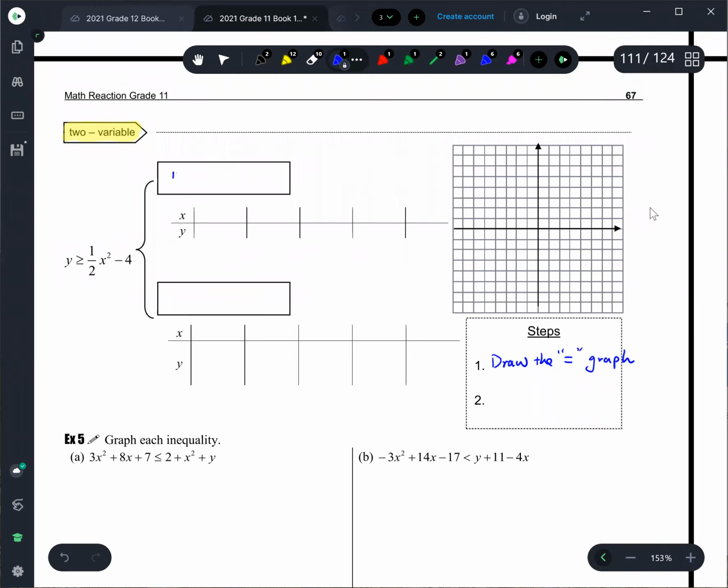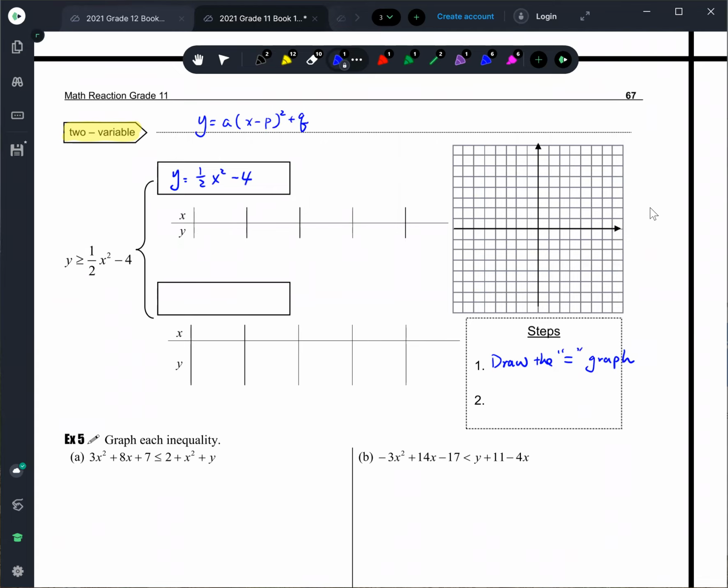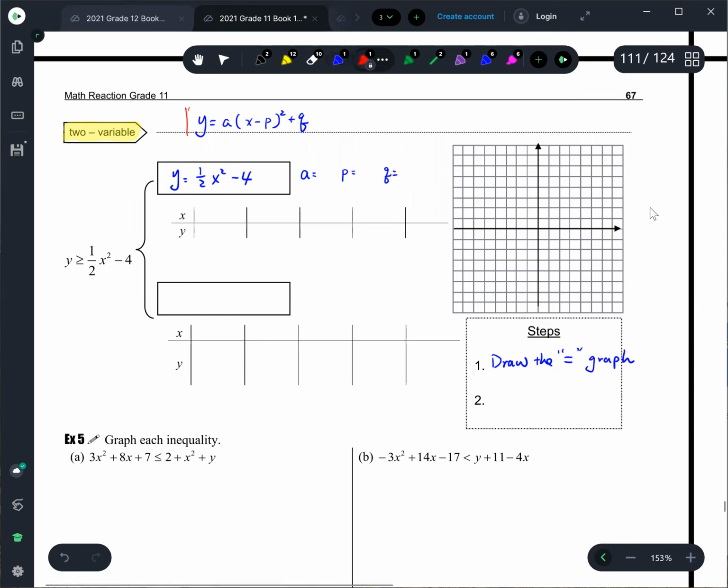So the graph we are drawing is y equals half x squared minus 4. You compare this with your APQ form. Okay, please write this down. And then please let me know what's the A, what's the P, what's the Q. Compare with the form on the top, and then write down the values for APQ, all right? So please do that and raise your hand after you get the three values.